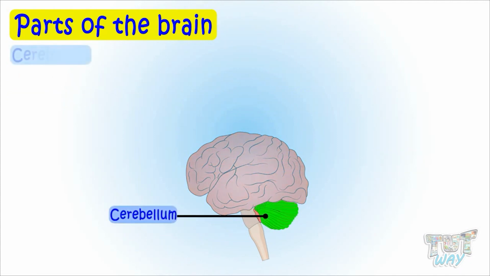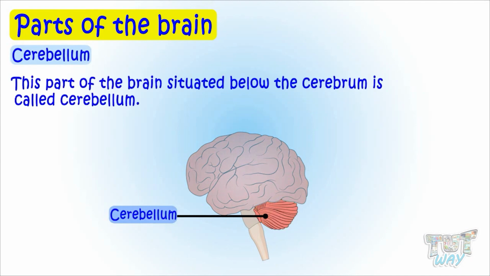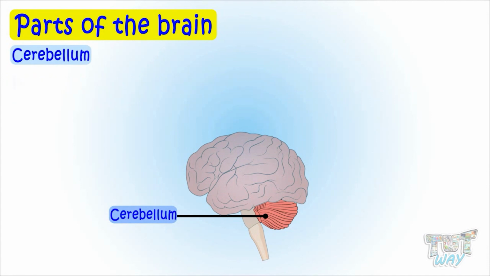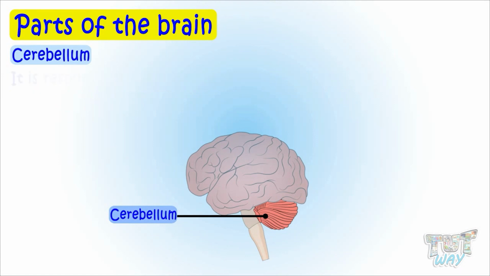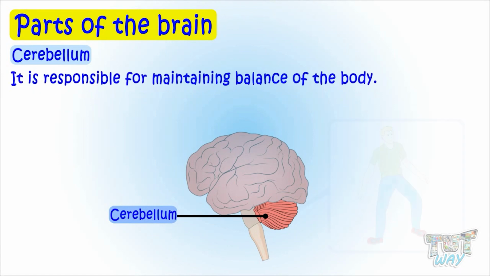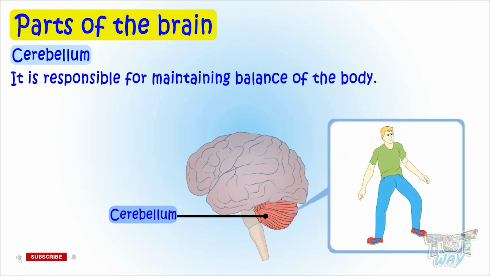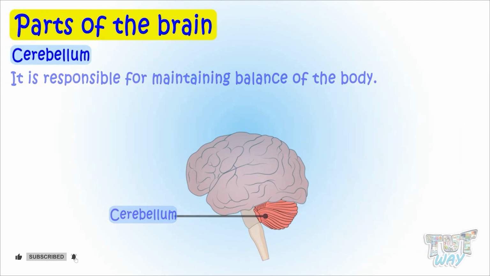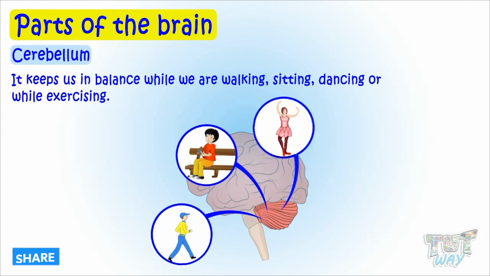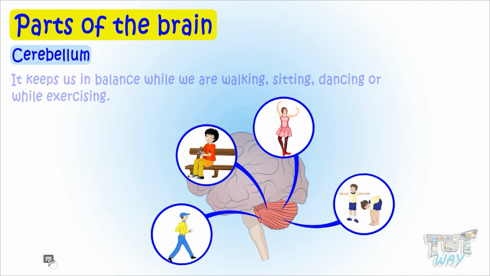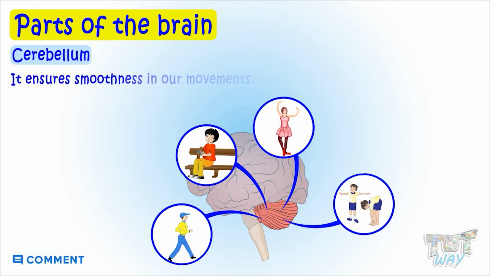Next is the cerebellum. This part of the brain is situated below the cerebrum, and it's called cerebellum. It is also known as the smaller brain, and its main function is to make sure that the balance of our body is maintained. That is, it keeps us in balance while we are walking, sitting, dancing, or exercising. That is, it ensures smoothness in our movements.